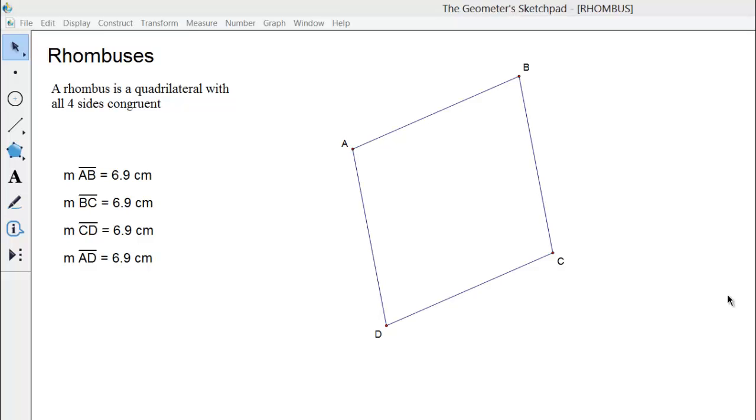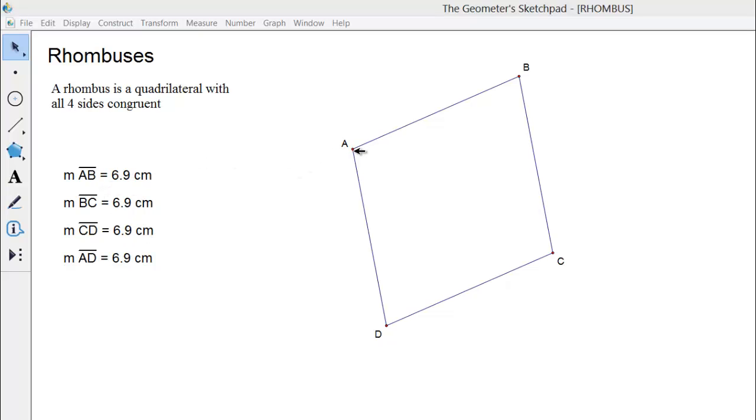In this video, we'll be talking about rhombuses. A rhombus, by definition, is a quadrilateral with all four sides congruent. Notice that I measured all of the four sides and put their measurements here.